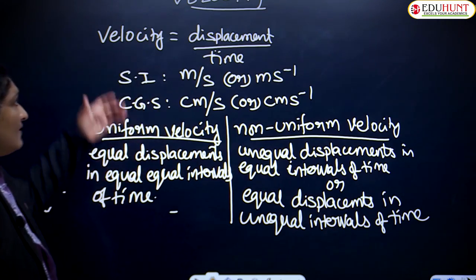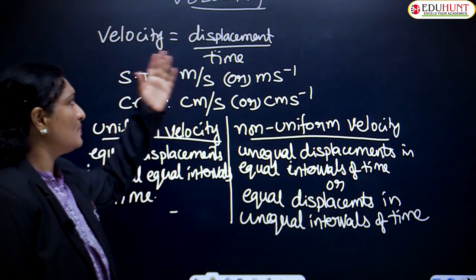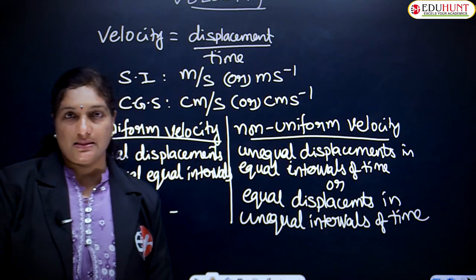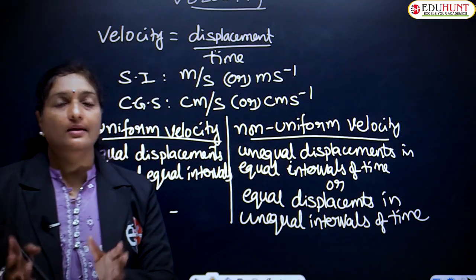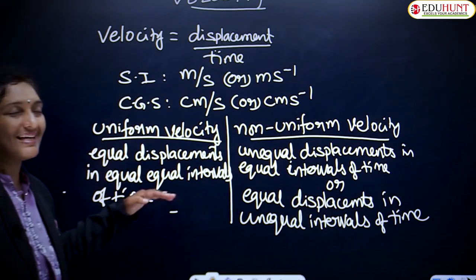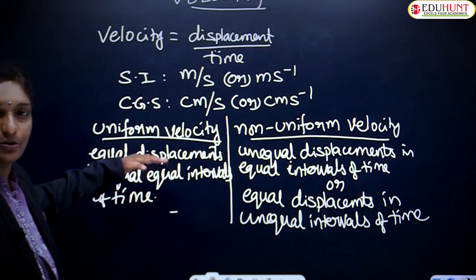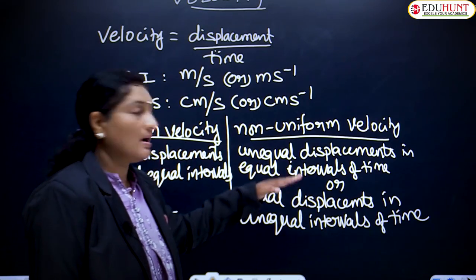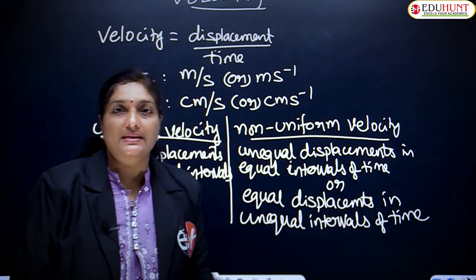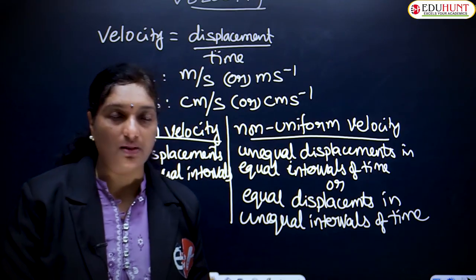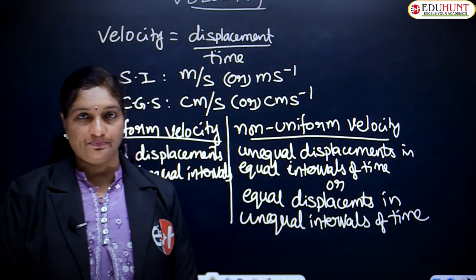So, okay children, what is velocity? The displacement per unit time is defined as velocity. The SI unit is meter per second and the CGS unit is centimeter per second. Velocities are classified into two types, uniform and non-uniform. When a body covers equal displacements in equal intervals of time, it travels with uniform velocity. Whereas, when it covers unequal displacements in equal intervals of time or equal displacements in unequal intervals of time, however small the intervals may be, it moves with non-uniform velocity.